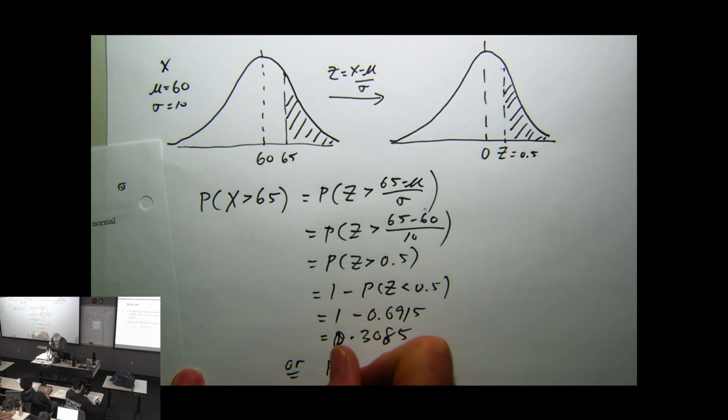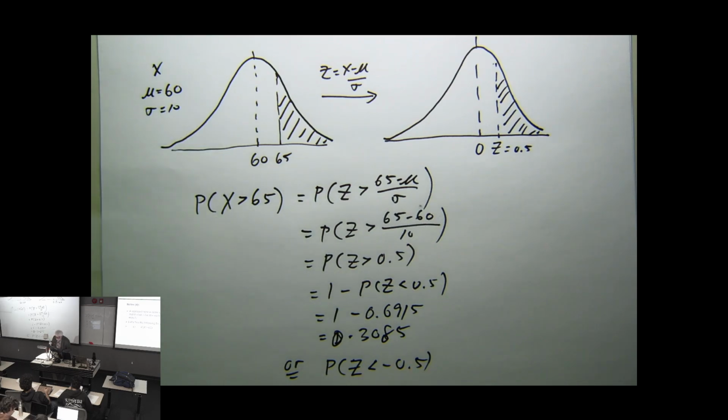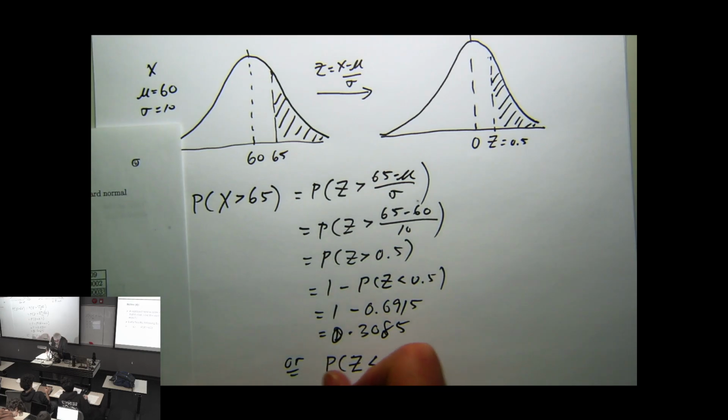Or it's equal to the probability that z is less than negative 0.5. I'm using the property of symmetry, that the probability that z is greater than 0.5 is the same as the probability z is less than negative 0.5. So I don't even have to do a subtraction. I can just go to the table and I find, oh, there it is, 0.3085. So there's a couple solutions.